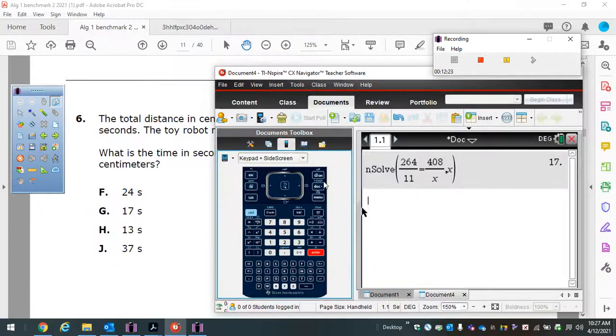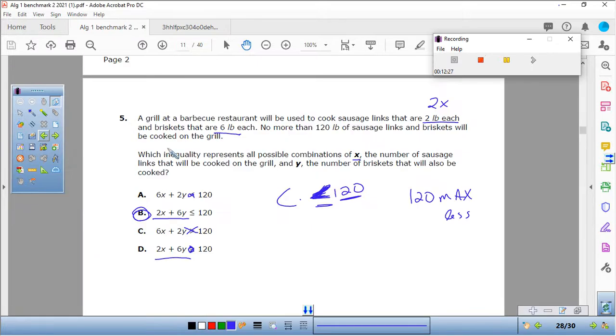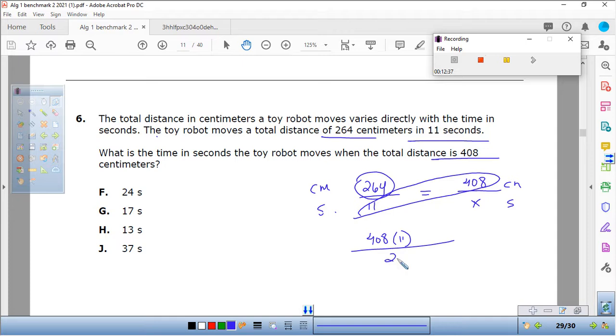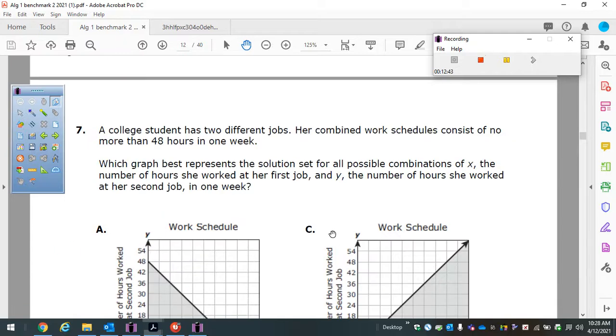Now, if you don't like that one, guys, you can also do this. You can cross multiply. 408 times 11, all of it divided by 264. Here's your answer. Okay, next one over here.